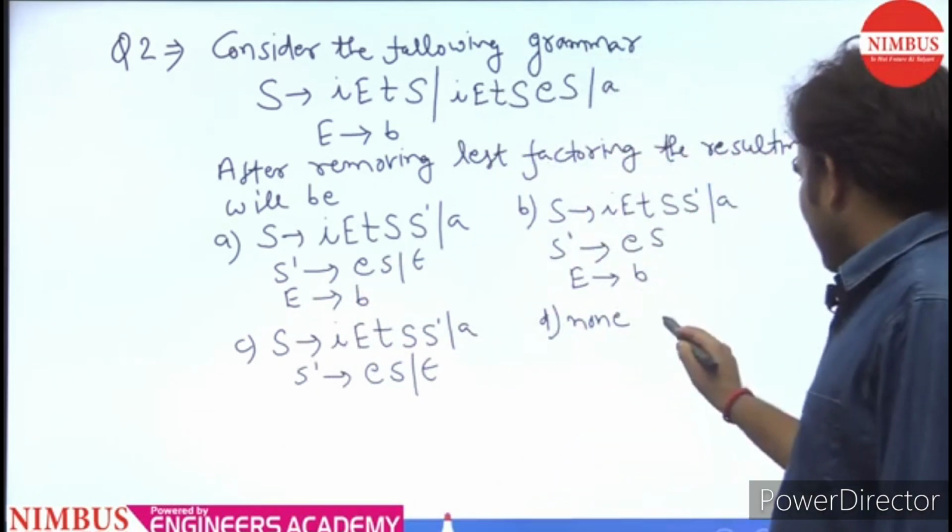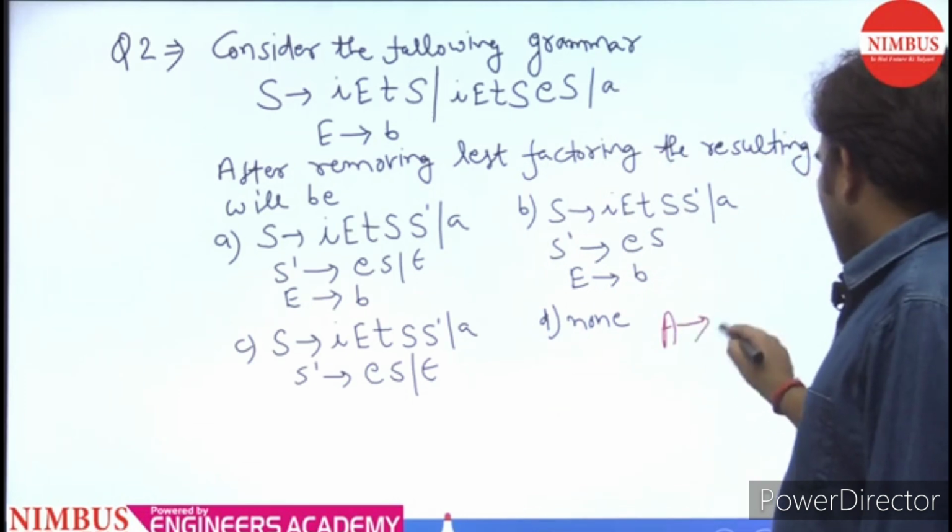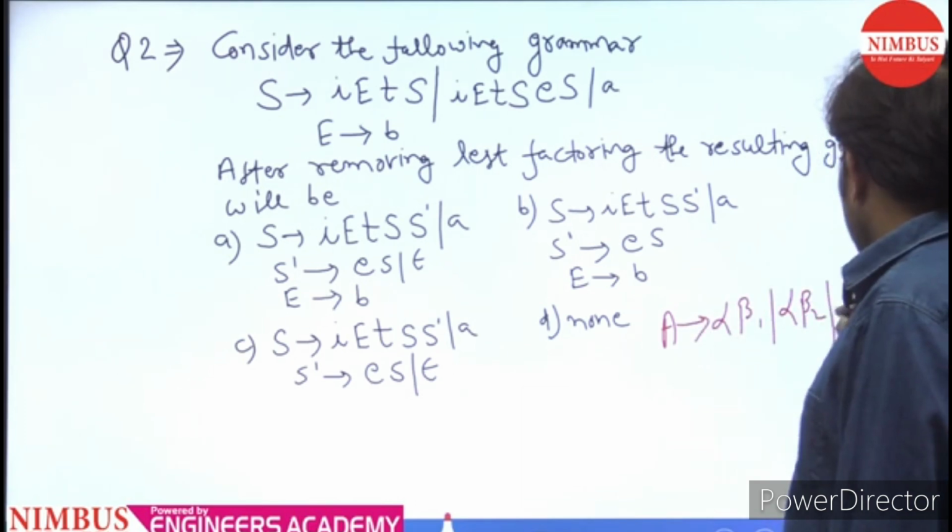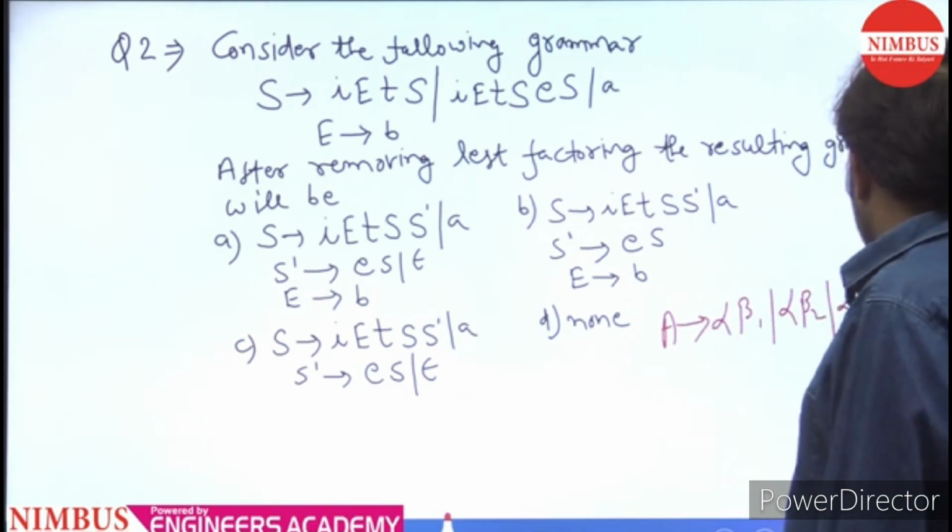So what is the left factoring here? Suppose you have a grammar like this: A tends to alpha beta 1 | alpha beta 2 | alpha beta 3 | and so on.